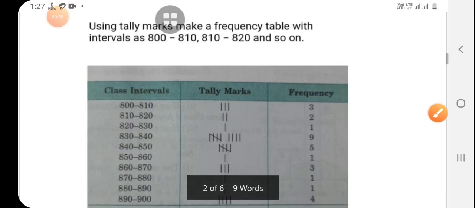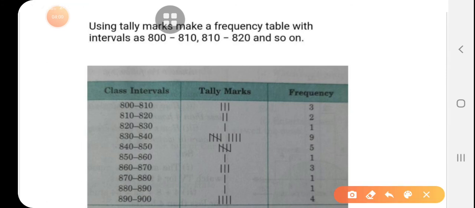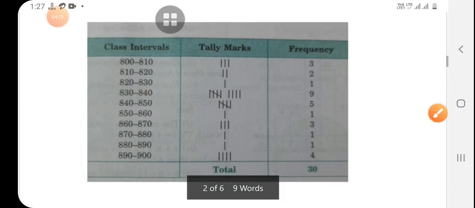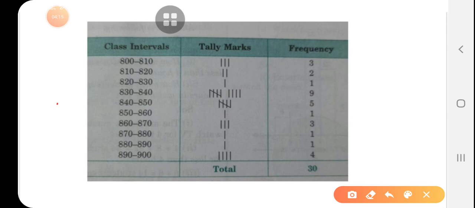One by one, look at the data and count the numbers. That will give the class interval and frequency. Similarly, you will get all the frequencies one by one. You prepare this table and this is your answer.